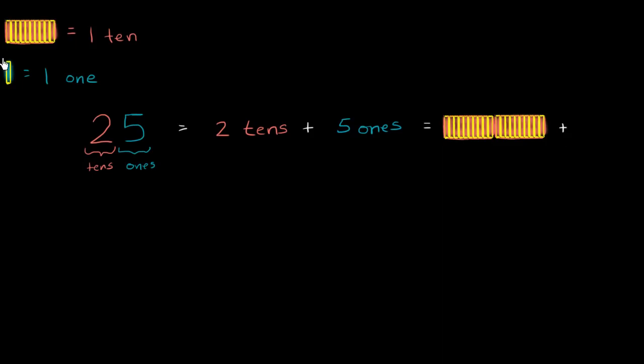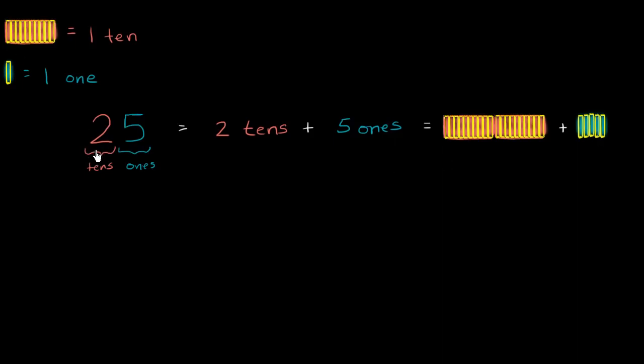Well, if this is a 1 right over here, and I'm just representing it as one vertical bar, 5 ones are going to look like, I think you see where this is going, 1, 2, 3, 4, and 5. And so these are all different ways of representing the same quantity.